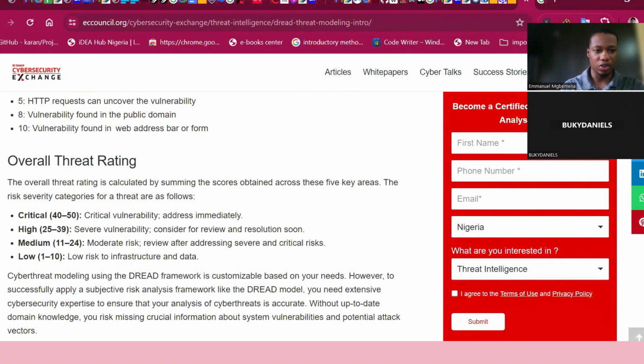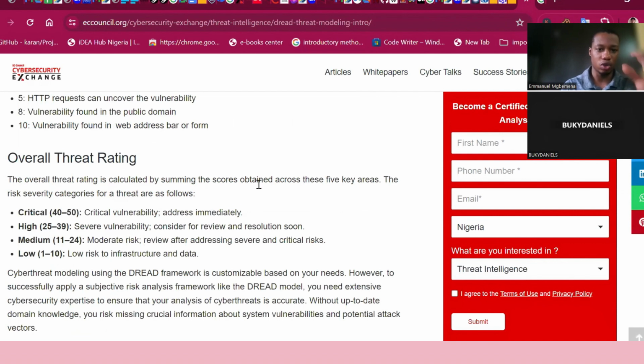Overall threat rating. The overall threat rating is calculated by summing the scores obtained across the 5 key areas. The risk severity categories for the threat are as follows. If your total score is 40 to 50, then it's critical and you need to address it immediately. If it's between 25 to 39, it's severe, and you need to consider it for review and resolution soon. If it's medium, it poses a moderate risk and you need to review after addressing the severe and critical risk. If it's low risk to infrastructure and data, then it's 1 to 10.